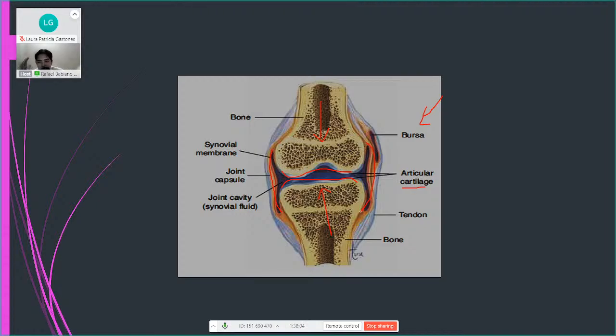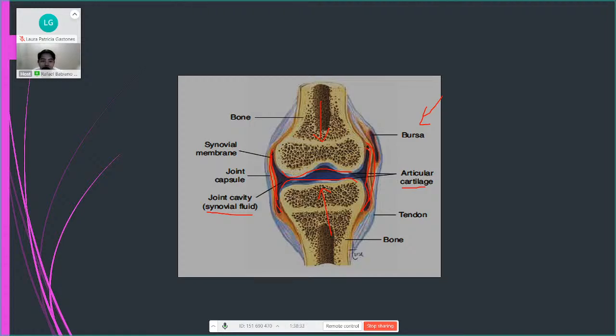Tapos inside is the joint. And then in the joint capsule, the lining has a synovial membrane. The synovial membrane secretes synovial fluid. The synovial fluid is the fluid that lubricates the joint. If you can see, bluish fluid inside, that's the synovial fluid. So that the movement is smooth. Kaya may fluid. At the same time, the synovial fluid provides nutrition to the joints.